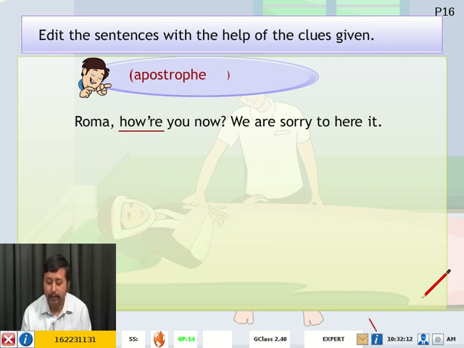Then the other one is what? Spelling. Where is that? Very good. It's the second last word. Here. Here means what? It's here meaning to listen. Right? And so it should be what? H-E-A-R. Roma, how are you now? We are sorry to hear it.